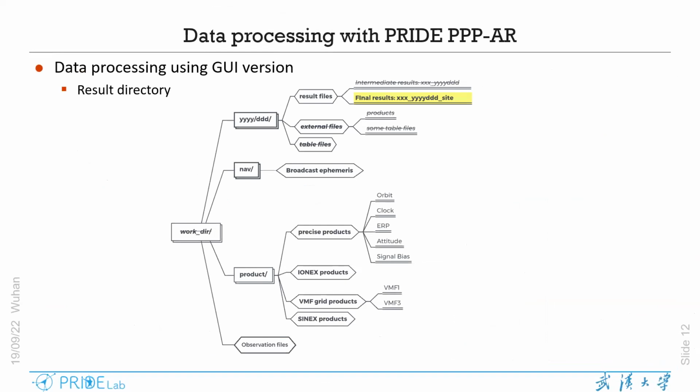The results directory generated by the GUI version is in the same directory as the RINEX observation file. Unlike the CLI version, the GUI version will only keep the final result files, and all other files will be deleted. The navigation folder stores the broadcast ephemeris file, and the product directory stores the required process products.